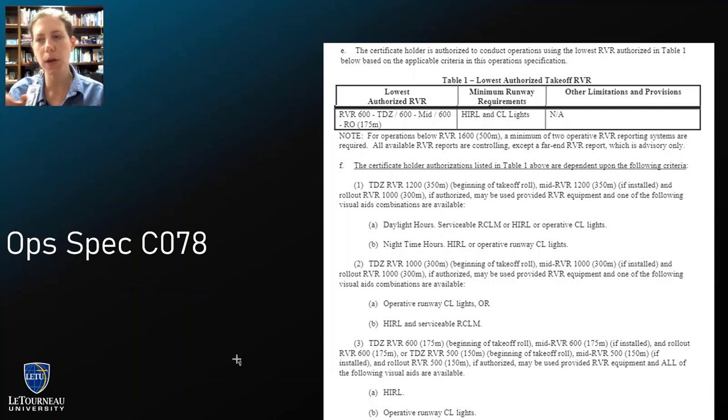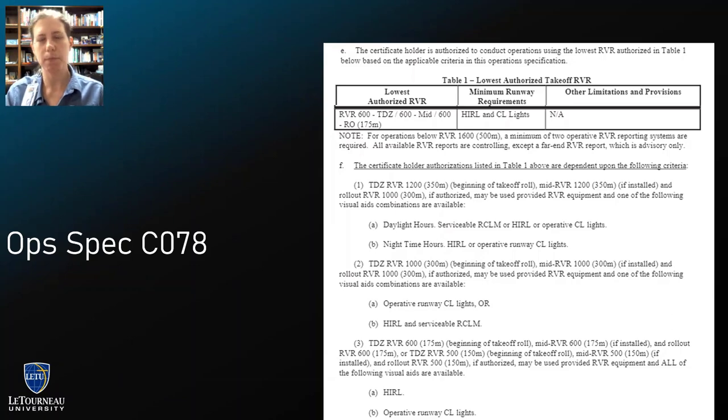If those are both working, then if you read back up to E, it says we can go down to 600 feet RVR. That's pretty low visibility, but that's why we need both the HIRL and the centerline lights to be working.